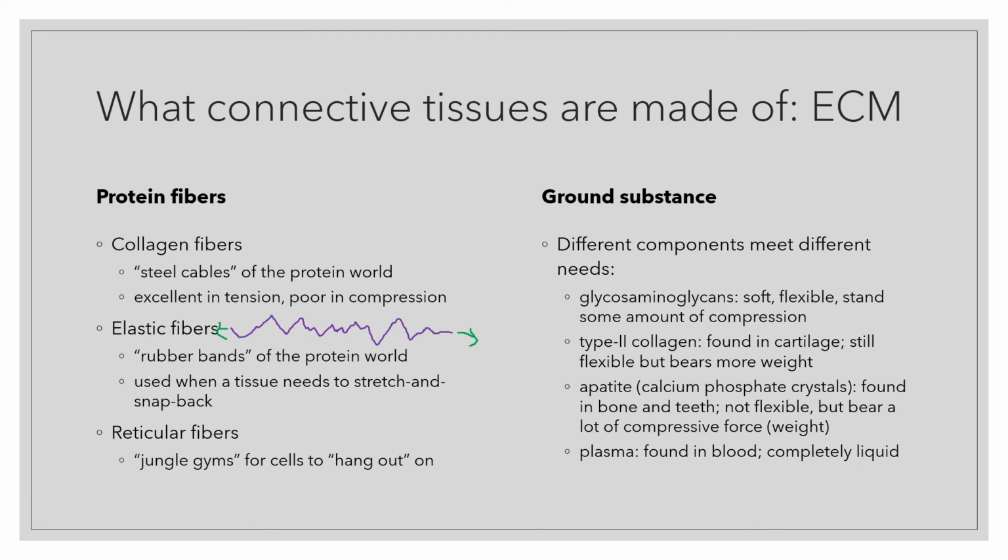But because of a fundamental physical property called entropy, these proteins prefer to be in their disorderly, randomly jumbled shape, so they will always snap back to their elastic shape, to their randomly squiggly shape. So elastic fibers are used when a tissue needs to be able to stretch and snap back.